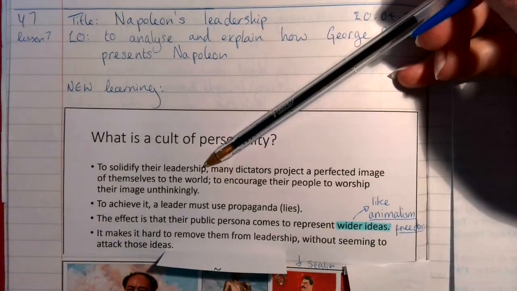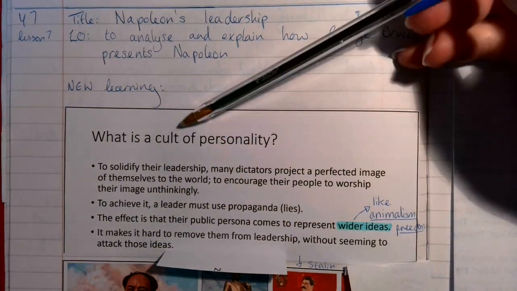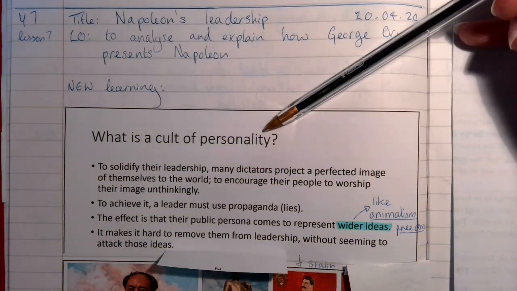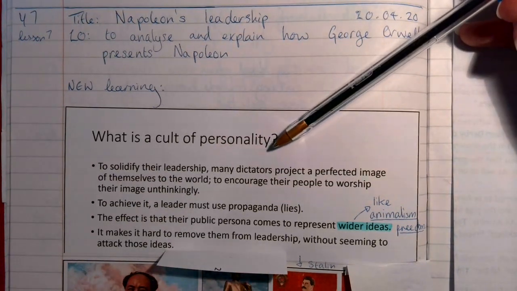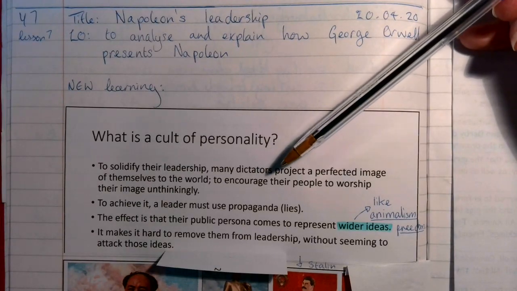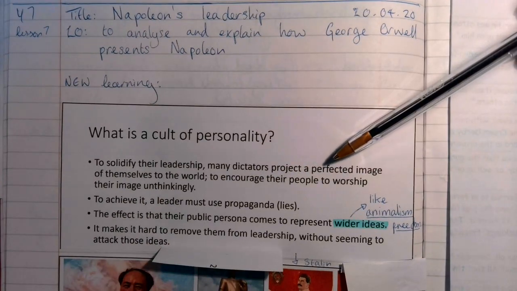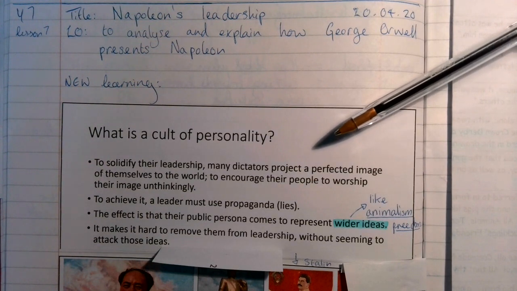So to make their leadership stronger, some people project this perfect idea of themselves, and we call that a cult of personality. Now, it is also used by people who aren't dictators, and it can be used for potentially positive reasons. But we're going to look at it in the context of dictators, because Animal Farm is all about Stalin's leadership of Russia. And of course, he's a very famous dictator.